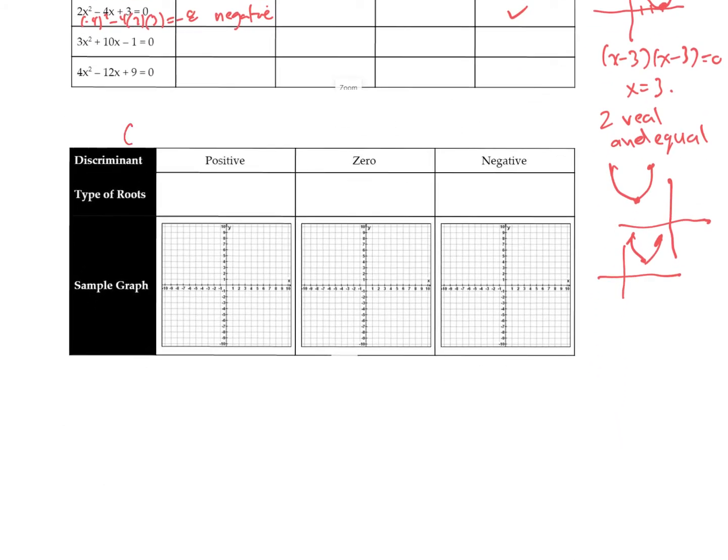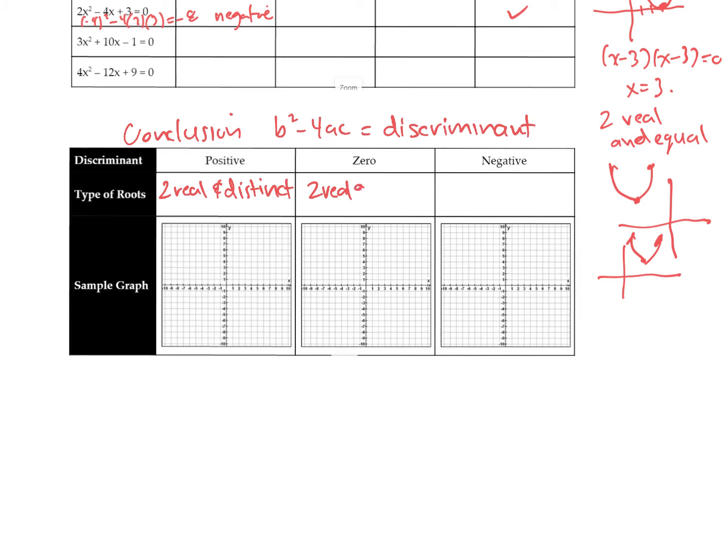So what can we conclude? If the b squared minus 4ac, the discriminant, is positive, we would have two real and distinct roots, meaning we have two real and different roots. If it is equal to 0, we would have two real and equal roots, which means one root. And if it's negative, we have no real roots or imaginary roots.